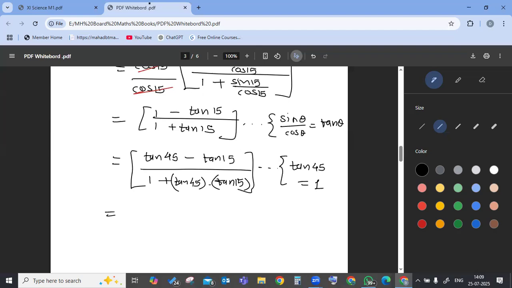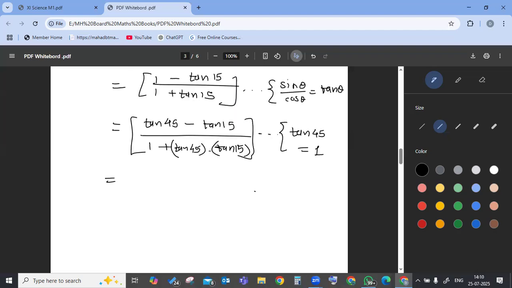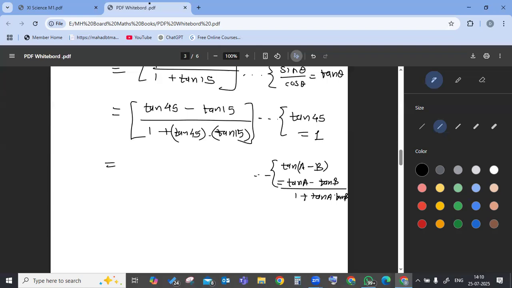So it is equal to tan (A minus B) equals tan A minus tan B divided by 1 plus tan A into tan B. With this formula, for A equal to 45, B equal to 15, we get it is equal to tan 45 minus 15. So it is tan 30.